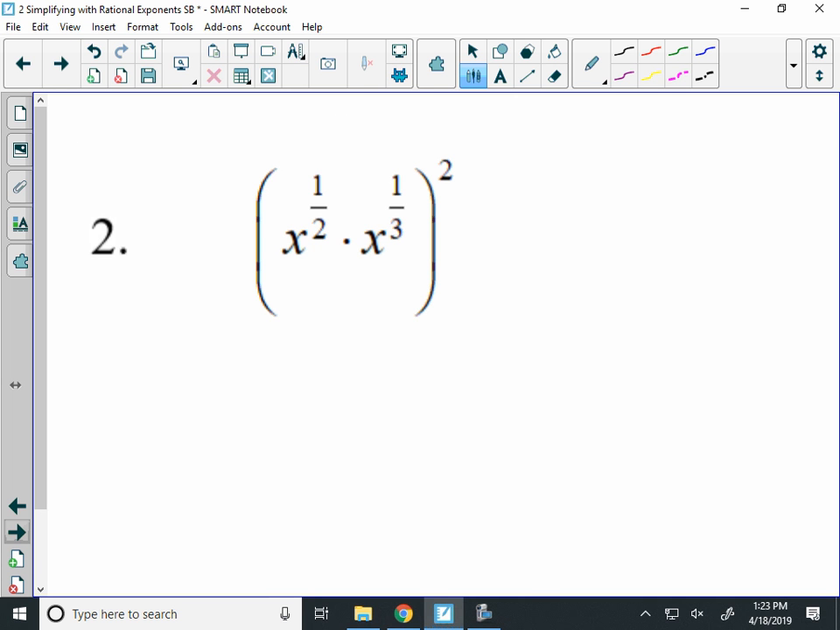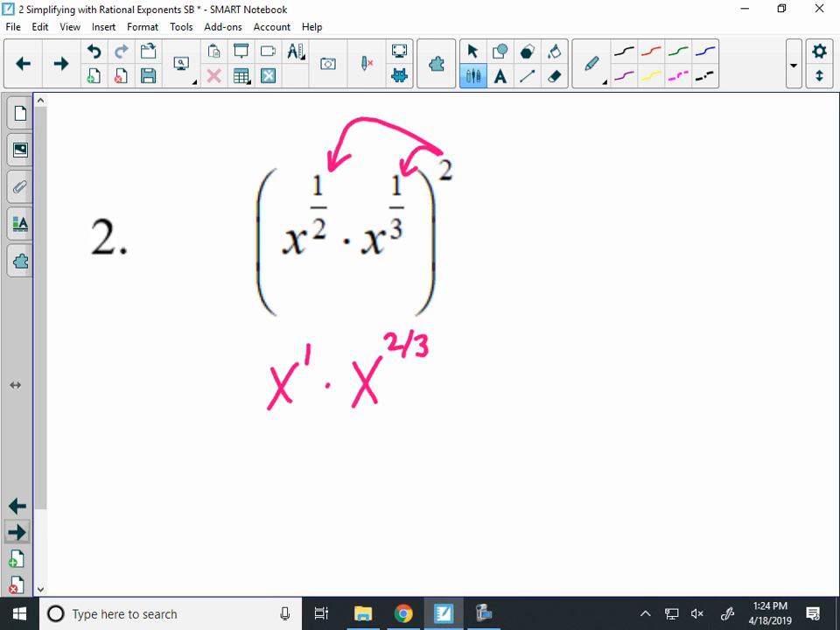I have x to the 1/2 times x to the 1/3 squared. So the first thing I think in this problem, it makes more sense to deal with this power first, rather than simplify in the parentheses. So here, what do I have to do with that 2? I have to make it go to both, right? So when I do x to the 1/2 squared, I'm really multiplying 1/2 times 2. And what's 1/2 times 2? 1. All right, if I have 1/3 times 2, that's going to be x to the 2/3.